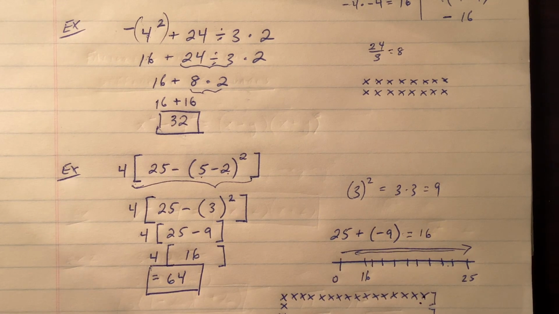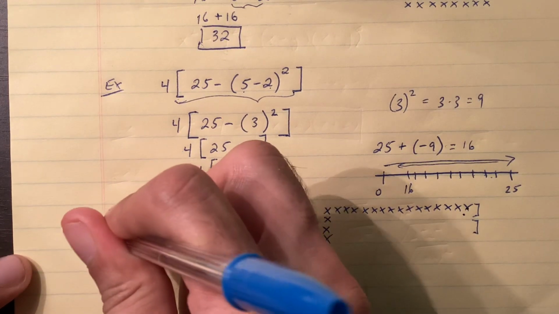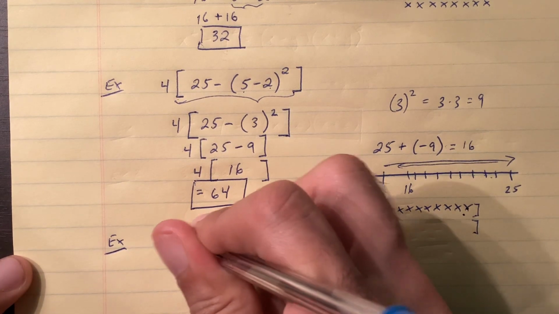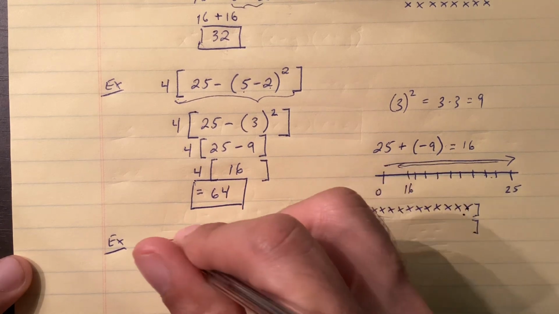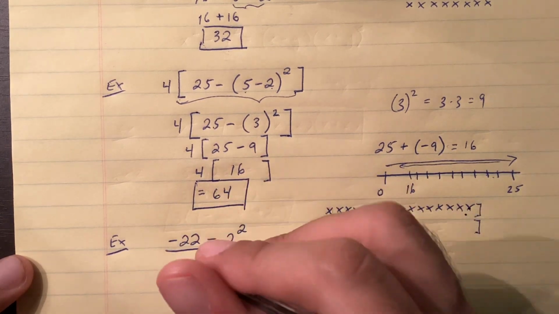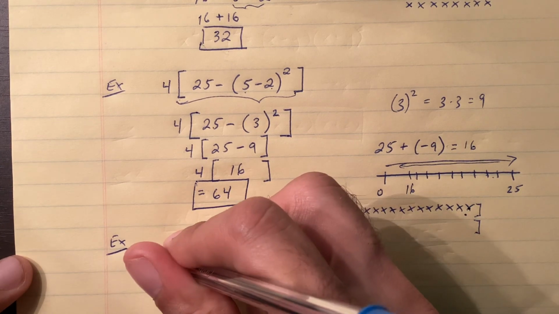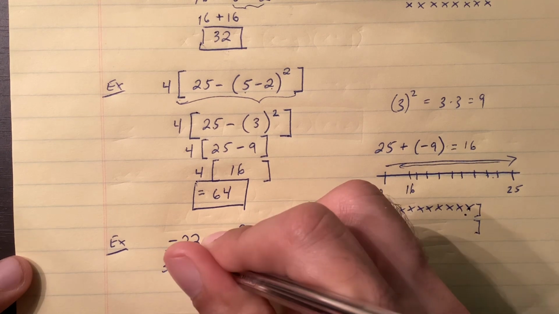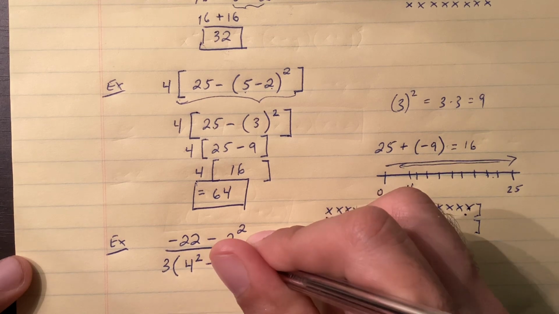All right, hopefully this is going well so far. We're going to do one more, just to make sure. And let's take a look at negative 22 minus 2 to the second divided by 3 times 4 squared minus 5.